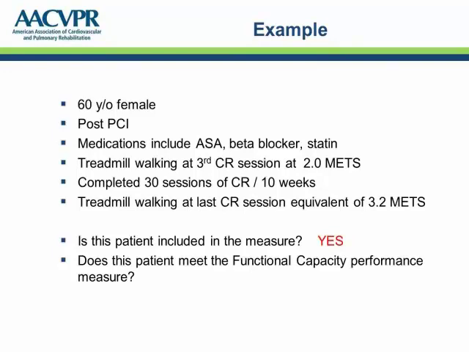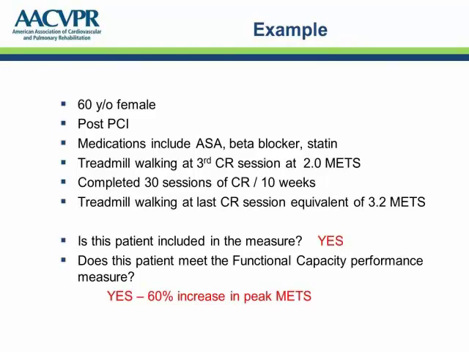The next question would be, does this patient meet the functional capacity performance measure? And the answer is yes. She had a 60% increase in her peak METs on the treadmill, so she would be included in the numerator as meeting the functional capacity measure.